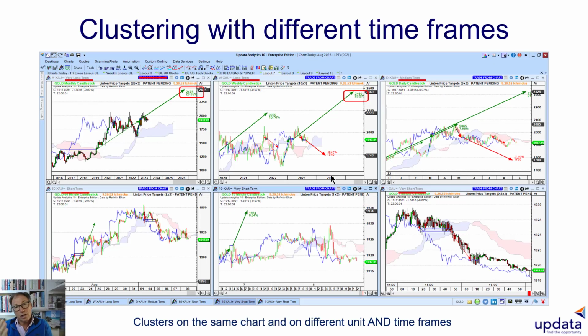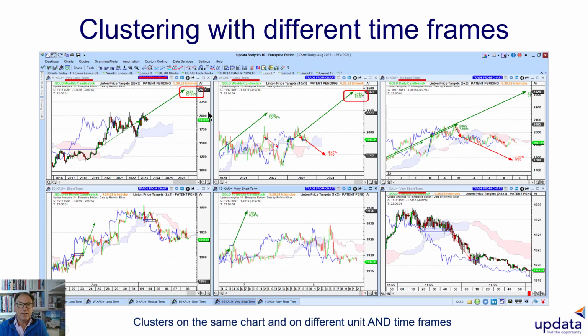So you can also get clustering with different time frames. And again, in Updata, one of the other big advantages of putting these on monthly and weekly charts is it gets very long-term, medium-term. That's already put on the chart, so I know what I'm looking at. So here, this is gold. This is the monthly chart, very long term. This is the weekly chart. This is the daily chart. The 60-minute chart, that's short term. The 10-minute chart is very short term, and the 1-minute chart is probably ultra short term, but it's still very short term.